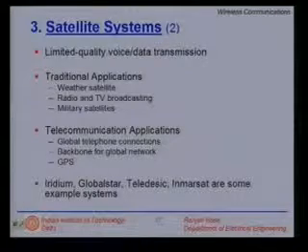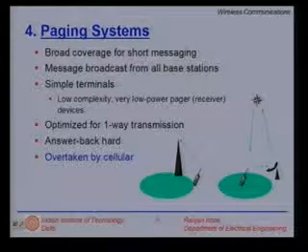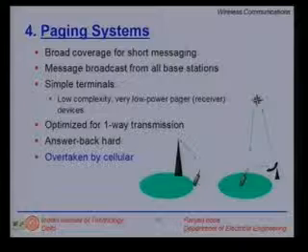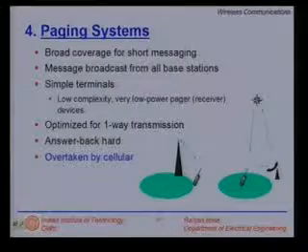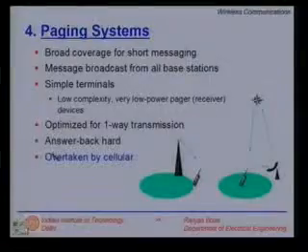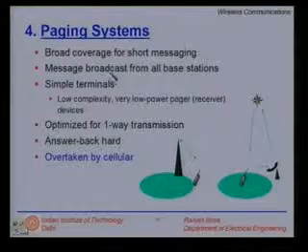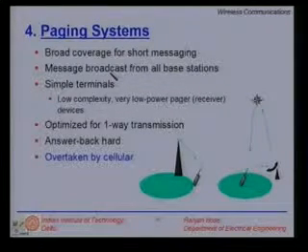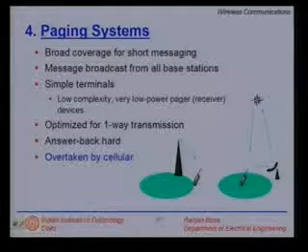Some of the examples are Iridium, Globalstar, Teledesic. The fourth example is the paging systems. These have now been phased out because your mobile phones also work as pagers. All you have to do is give a missed call and you can be paged, right? But just for the sake of completion, paging systems provide broad coverage for short messages. Okay? Message is done in a broadcast mode, so all base stations radiate and your pager will respond to the cell you are sitting in.